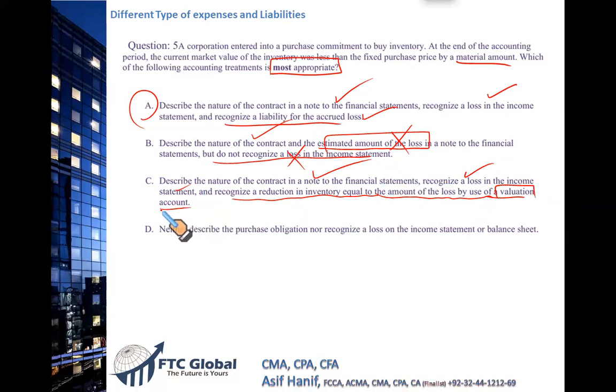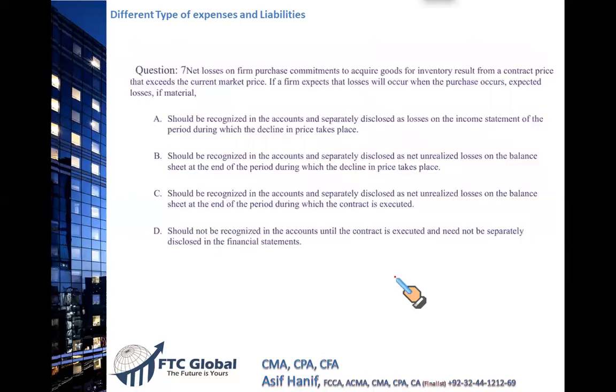A valuation account normally is used when we create a deferred tax asset or a deferred tax liability. So this is something not related to the inventory. A valuation allowance is created in order to show the deferred tax asset in the most appropriate amount. So we'll discuss that. This is totally irrelevant here. Neither describe the purchase obligation nor recognize a loss, wrong. We have to recognize a loss if the price falls.